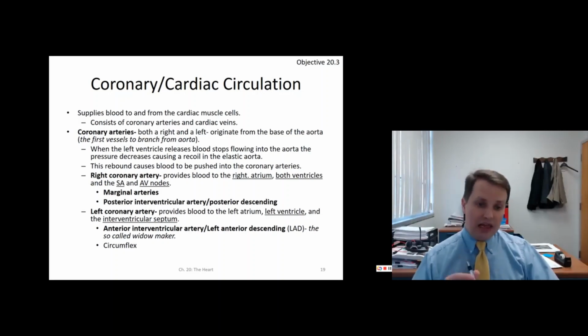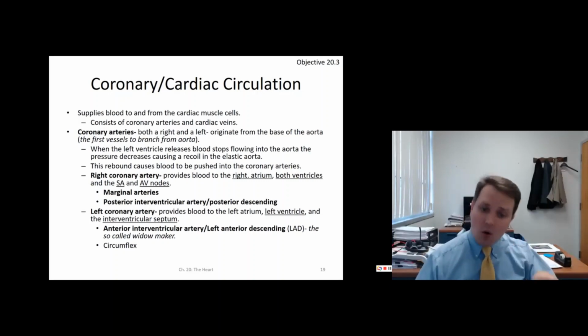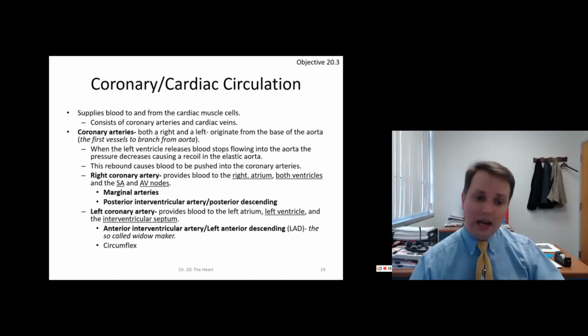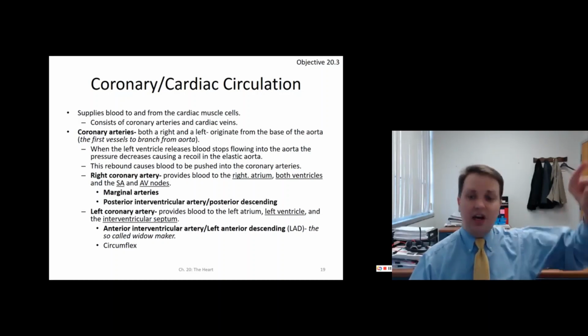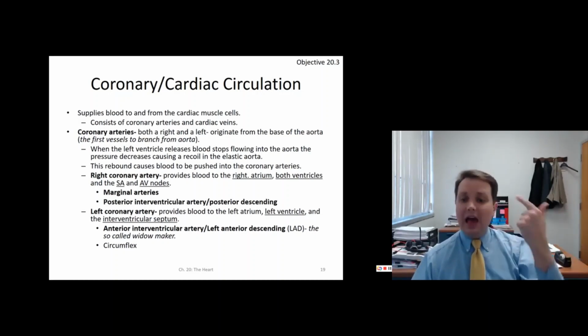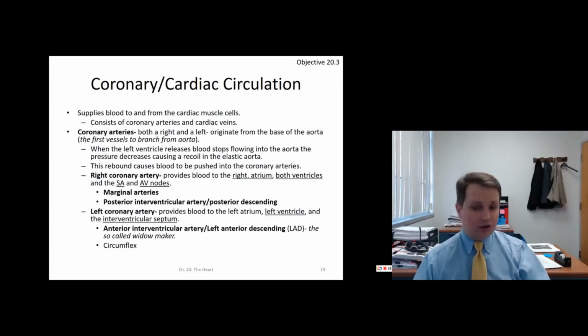Now, the left coronary artery, you will see it will LAC, lack. The left coronary artery has the anterior interventricular artery, and the circumflex comes off of it. What you are going to notice about the left coronary artery is it's taking blood to your left atrium, your left ventricle, and the interventricular septum. So you've got 3 areas there, so it is important as well.